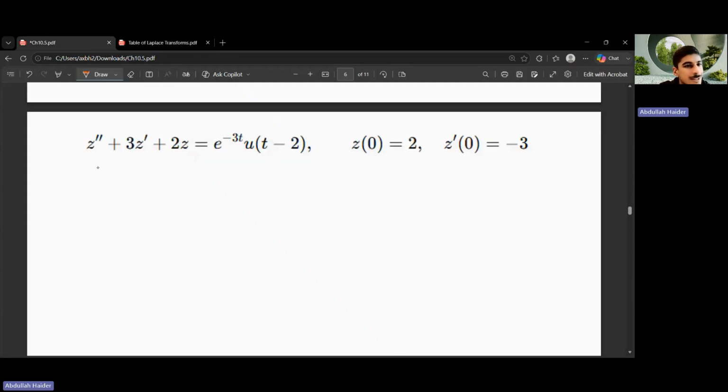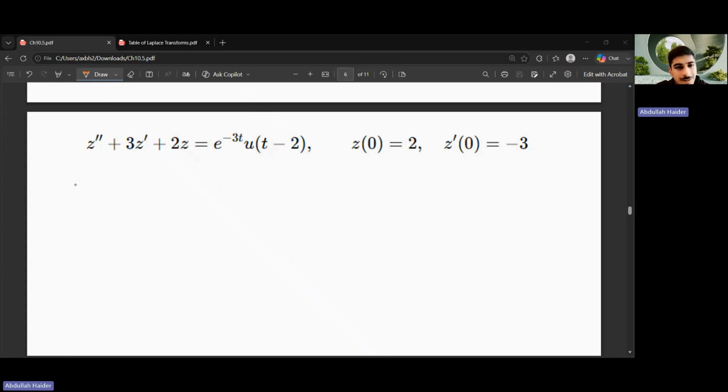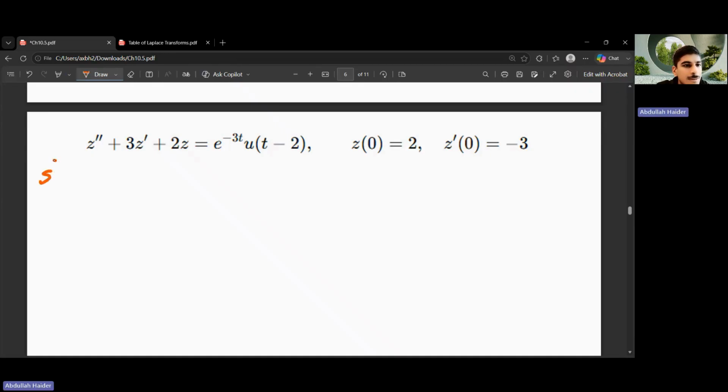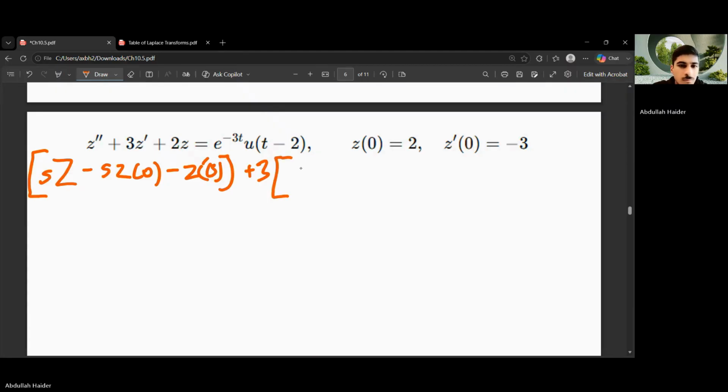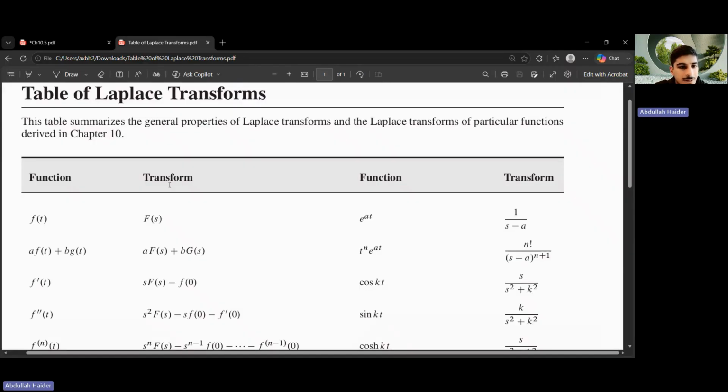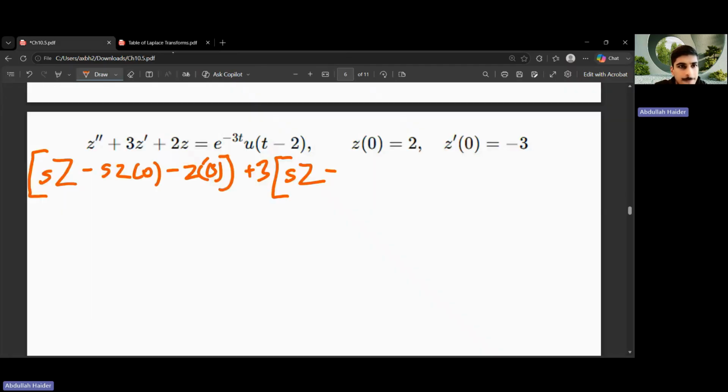So then again, take Laplace of both sides. So Laplace of z double prime is s squared big Z minus s z of 0 minus z prime of 0, plus 3, now what is the Laplace of z prime? It is s big Z minus z of 0, plus 2 big Z.